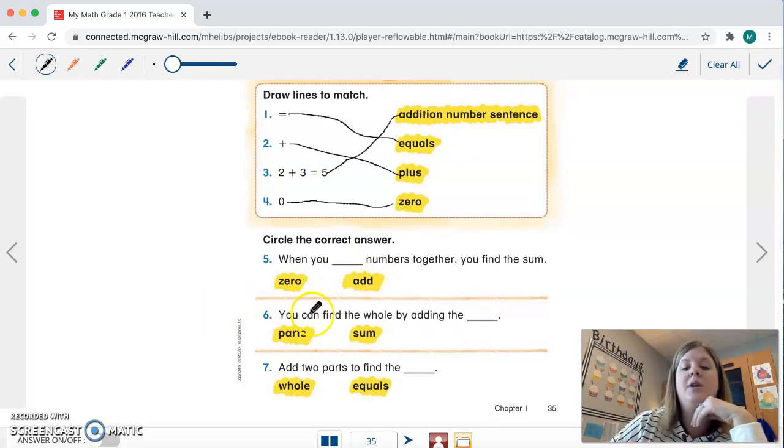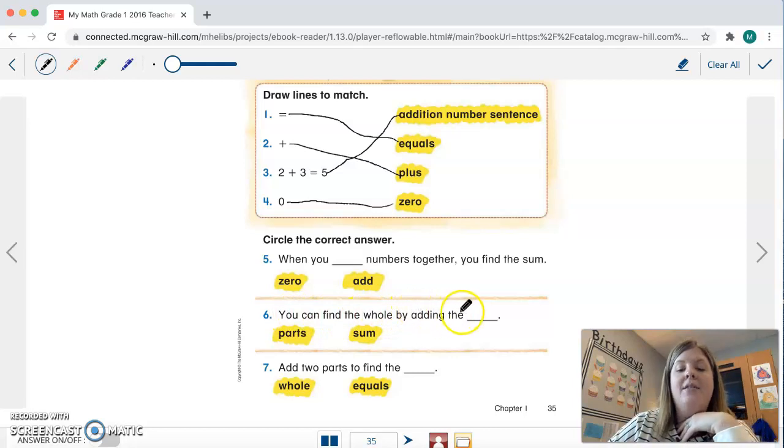Number 6 says, you can find the whole by adding the parts or adding the sum. Again, this is parts, this is sum. Circle the correct answer. Number 7 says, add 2 parts to find the whole or equals. Again, add 2 parts to find the whole or equals. Circle the correct answer.